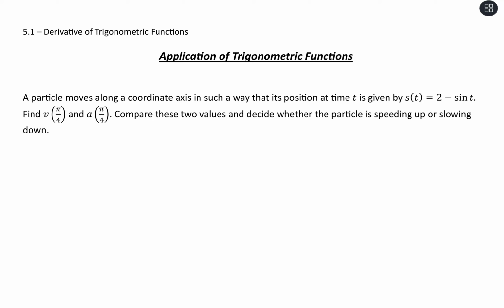So here we have a position function, 2 minus sine of t. So let's go ahead and write that down. S of t is equal to 2 minus sine t. And we are going to find the velocity and acceleration at x equals pi over 4. And we're going to compare these two values to decide if the particle is speeding up or slowing down.